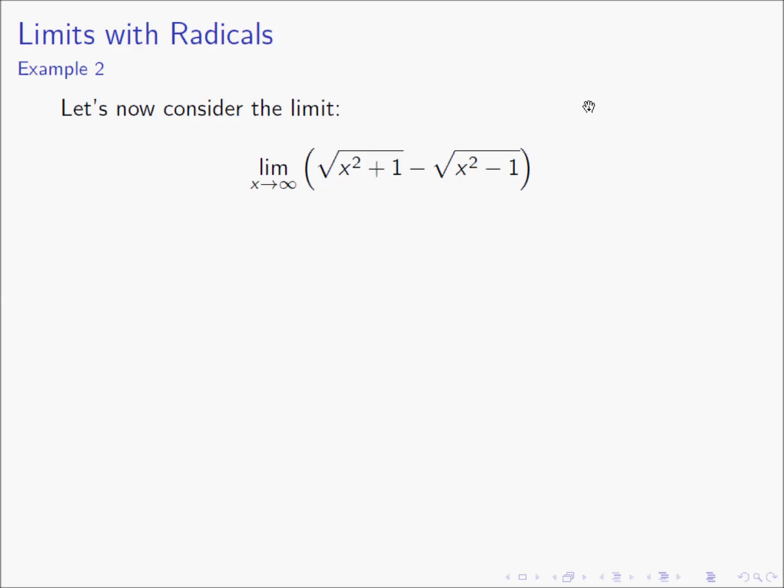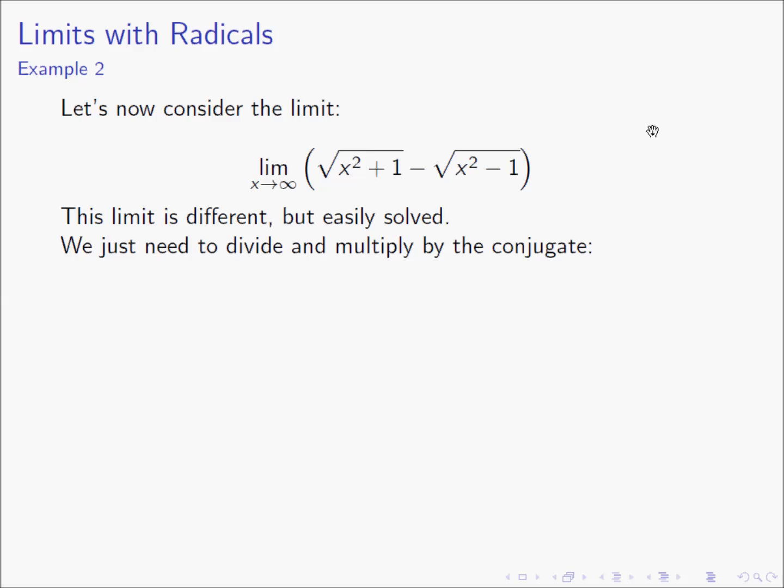So let's do another example. Let's now consider this limit here. Well, this limit may look strange because we don't have a fraction, we don't have a denominator here. So this limit is different, but it is quite easy to solve because we only need to divide and multiply by the conjugate of this expression.